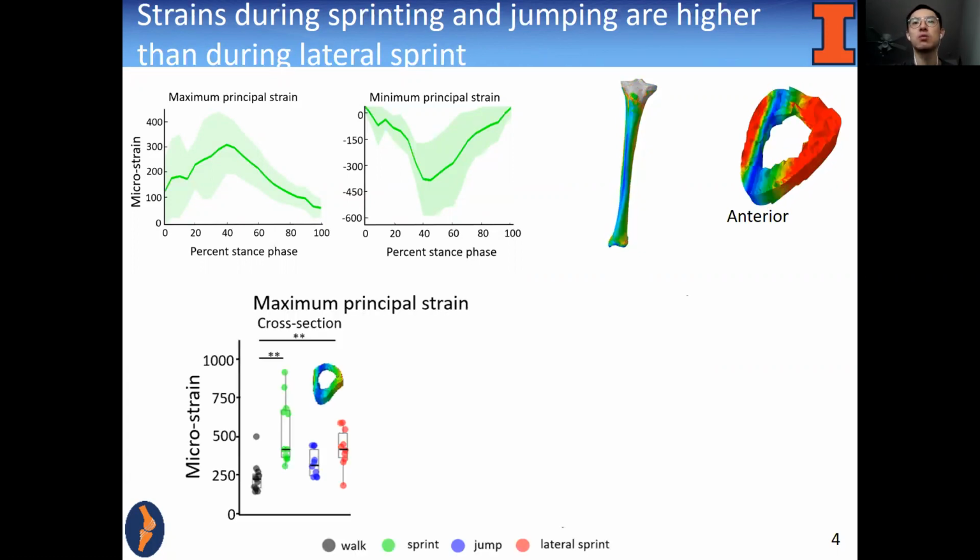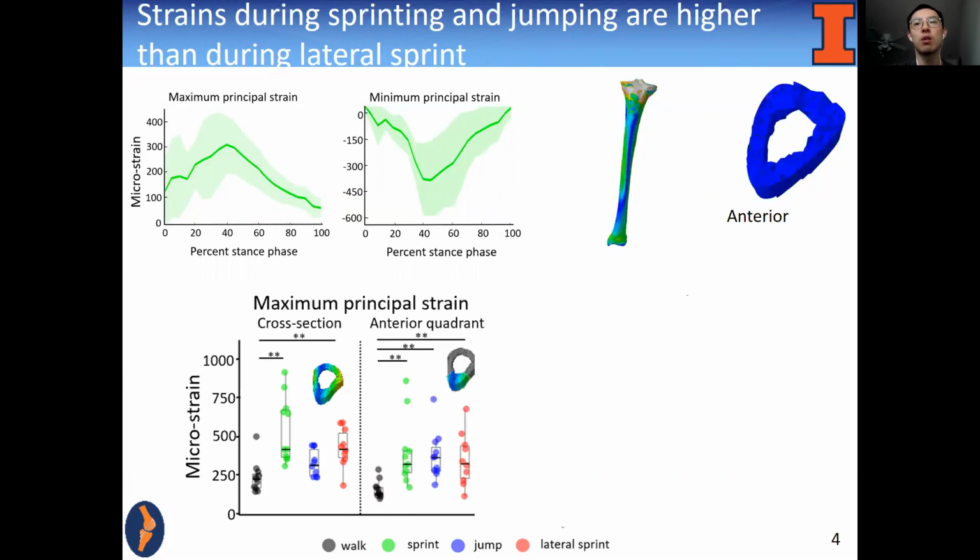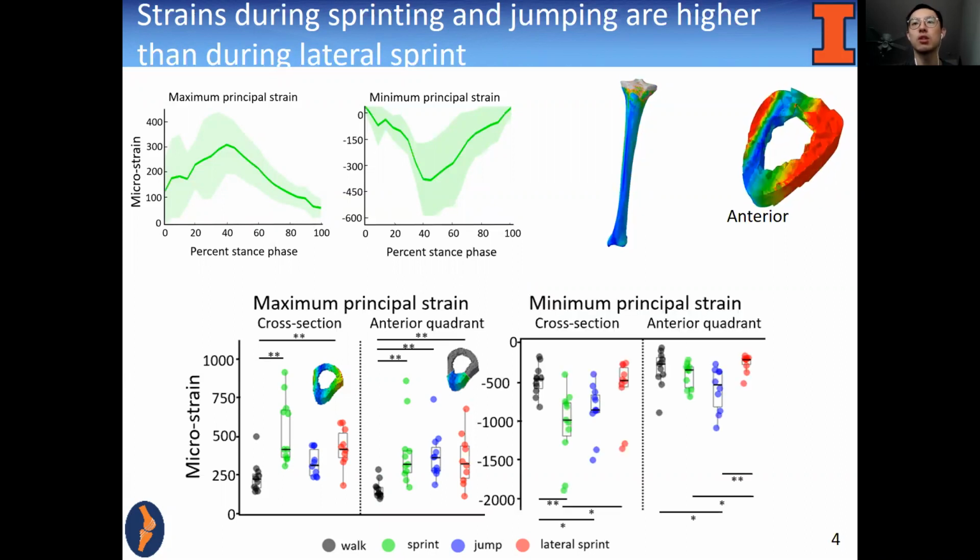As we compare the peak strains between 4 current activities among all the subjects, sprinting resulted in the greatest tension across the whole section. In the anterior quadrant alone, we found that jumping also yielded great tensile strain compared to other movements. For the compressive strain, sprinting generated the greatest strain across the whole section again, while jumping generated the greatest strain in the anterior quadrant. In general, the bone experienced greater compressive strain than the tensile in terms of magnitude.